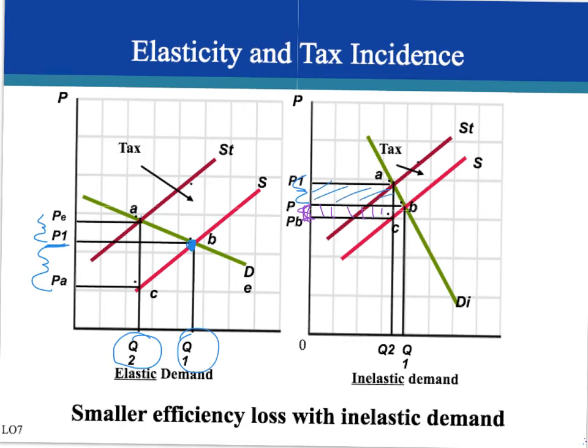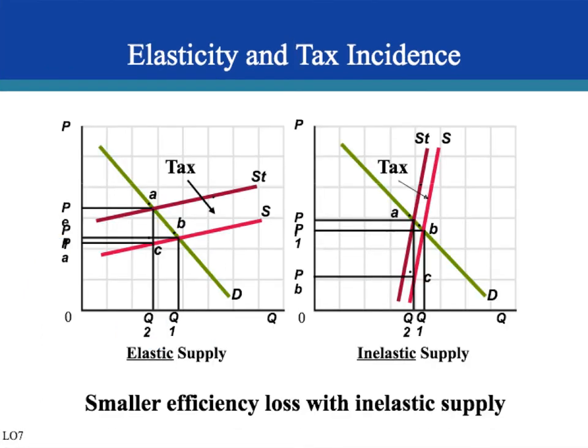Okay, so moral of the story is that when demand is elastic, then tax incidence falls more on the producer, and when demand is inelastic, the tax incidence falls more on the consumer. Okay, what about when supply is elastic versus inelastic? Okay, so let's look at the first case.